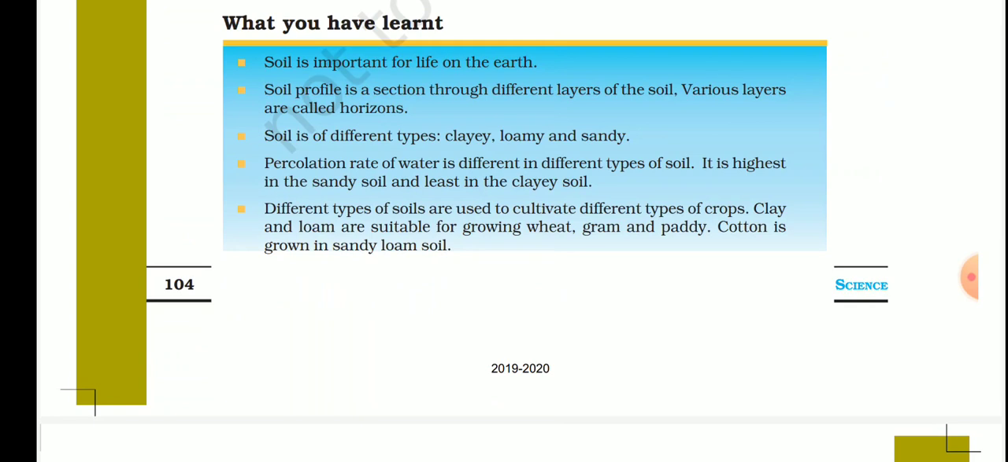First point: soil is important for life on the earth. Yes, it is true. Soil profile is a section through different layers of the soil. Various layers are called horizons. We have discussed that in the diagram also: A horizon, B horizon, and C horizon in the bedrock. Soil is of different types: clayey, loamy, sandy, and we have discussed silt soil also. We discussed their properties also. Percolation rate of water is different in different types of soil. It is highest in the sandy soil and least in the clayey soil.